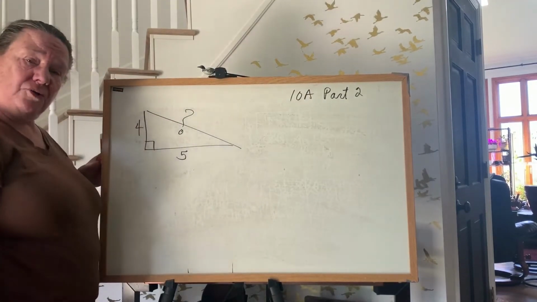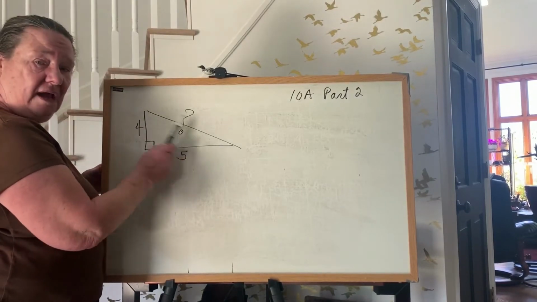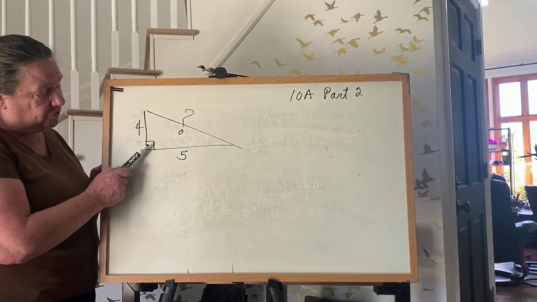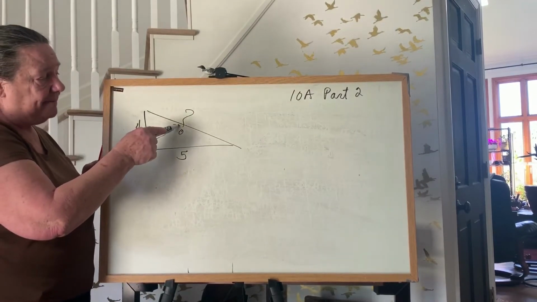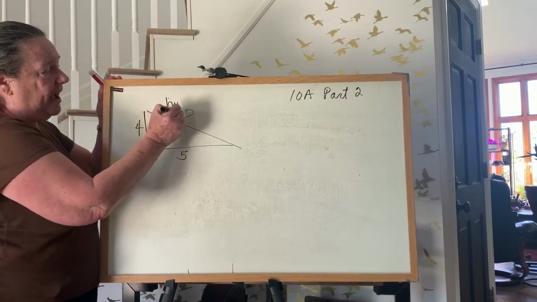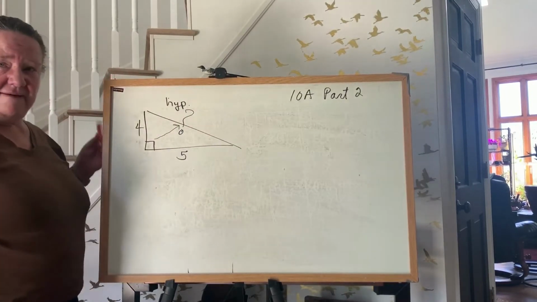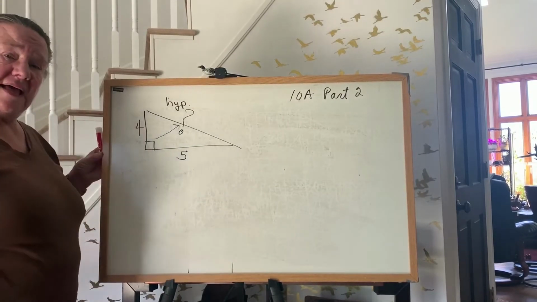Okay, I have a right triangle here, okay? And I would like to know this side. Now, I just told you that in a right triangle, the side opposite the right angle is called the hypotenuse, okay? So the question is, how big is the hypotenuse?